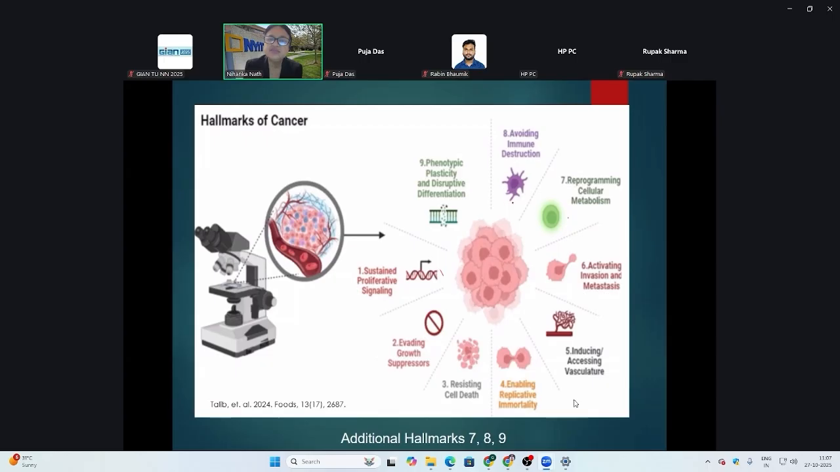And number 8 is avoiding immune destruction, which means all your immune cells have a job to do. They're supposed to go and make those cancer cells die. But the immune cells suddenly will actually start supporting the tumor cells. So they will avoid immune destruction. And lastly, they will undergo major changes in their own differentiation. They will acquire properties such that they can stop other cells from doing their job. And so they will be disruptive, and they will acquire these various properties.